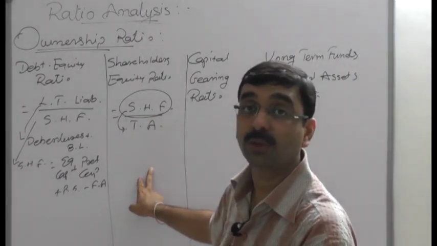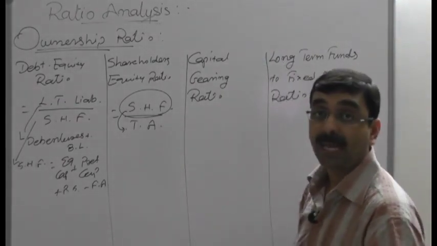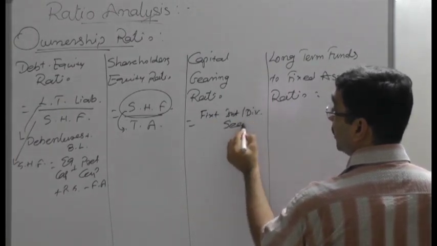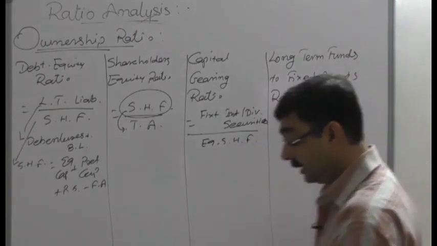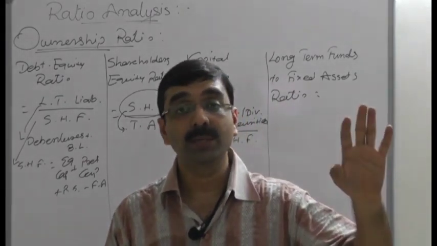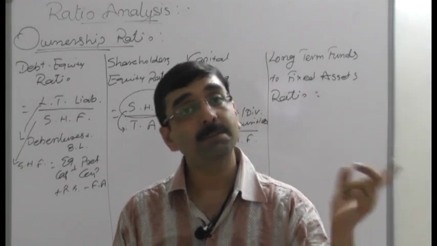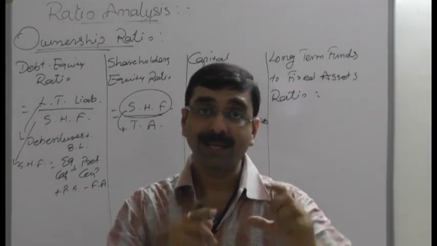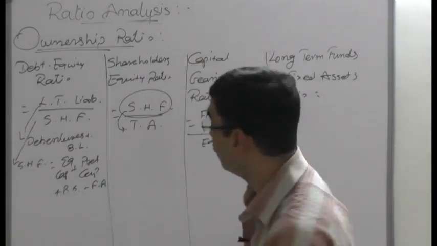Ultimately, it represents the strength of the company. Capital gearing ratio is the fixed interest or dividend securities divided by equity shareholders fund. Ultimately, this is a comparison of the fixed burden securities with the equity shareholders fund. How much fixed burden securities are carried in the firm against your equity shareholders fund? That means the interest to be paid to the debenture holders and the preference dividend paid to the preference shareholders against your equity shareholders fund in the business. This comparison shows the burden carried by equity shareholders against the fixed interest and fixed dividend securities.